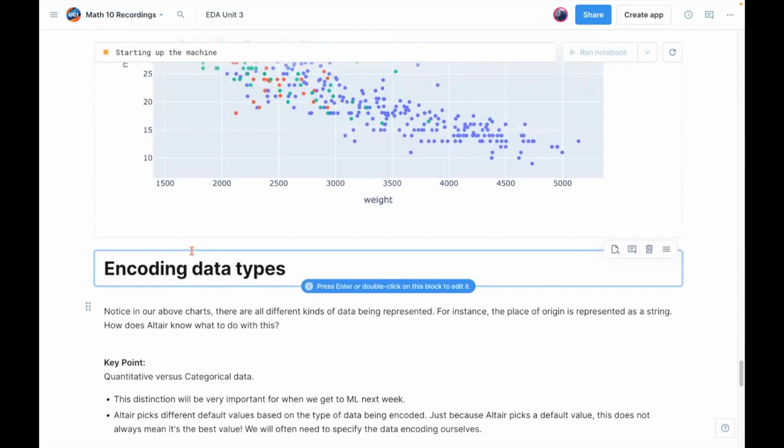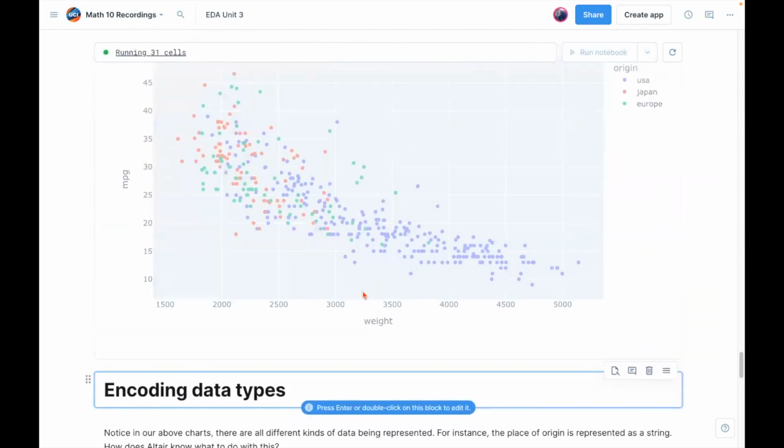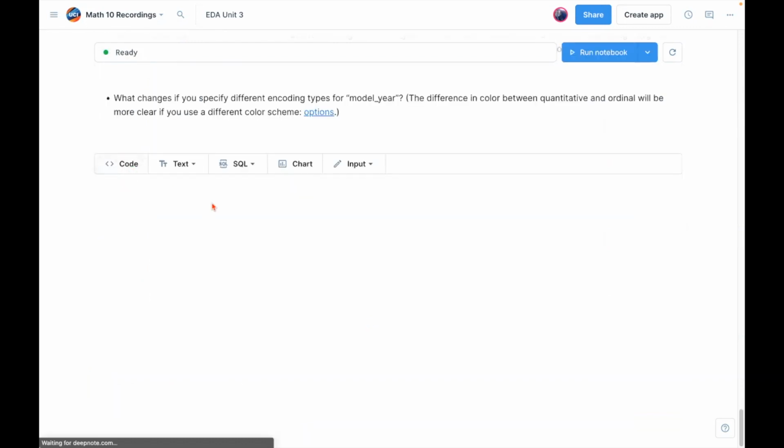Thinking about the charts from the previous video, we see there's all kinds of different data being represented. Place of origin is a string, and then weight and miles per gallon. I like to think of miles per gallon as integers, but I know in the dataset it's stored as floats.